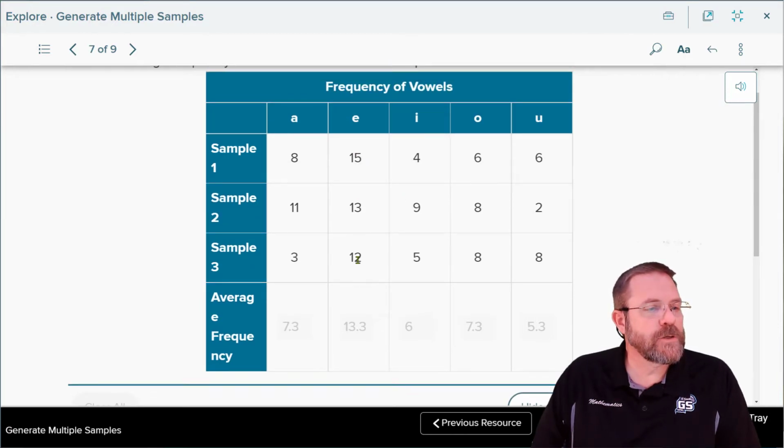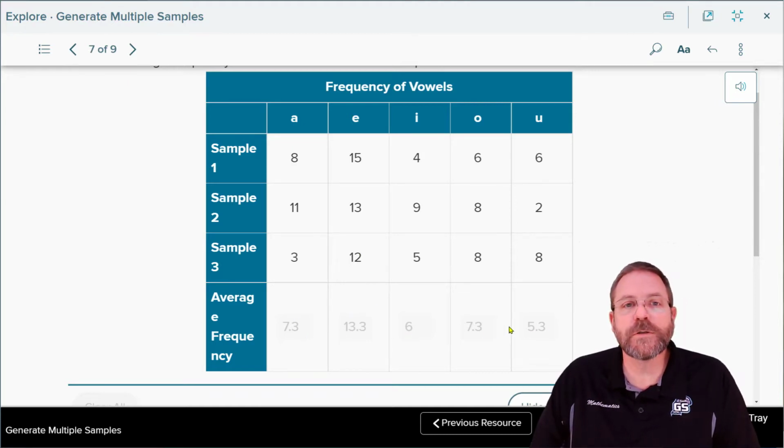So they added each one of these up. After they added them up, they divided by the number of numbers in their data set, and they found out that this is the average occurrence of each one of those letters in the word samples they collected.